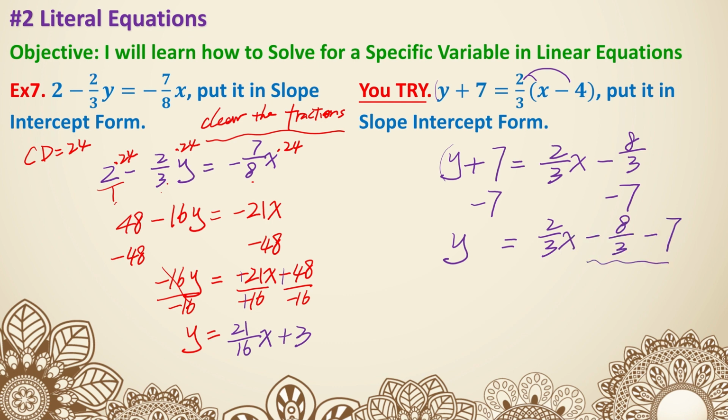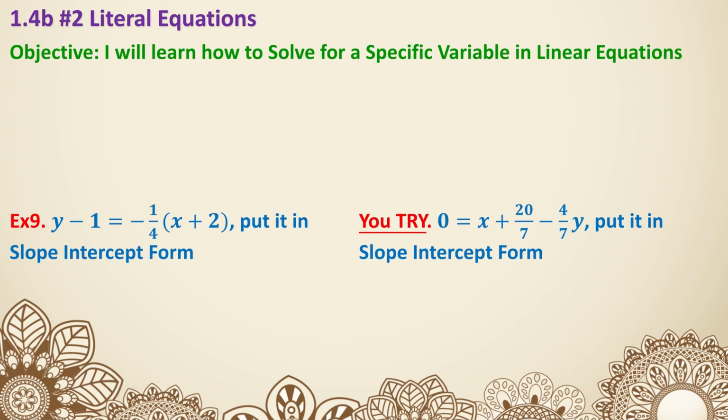Well, you do need to combine the like terms. So y equals 2/3 x, negative 8/3 minus 7 is negative 29 over 3. And that is the slope-intercept form. The slope is 2/3, the y-intercept is negative 29 over 3. That is example 8. Last two, example 9.